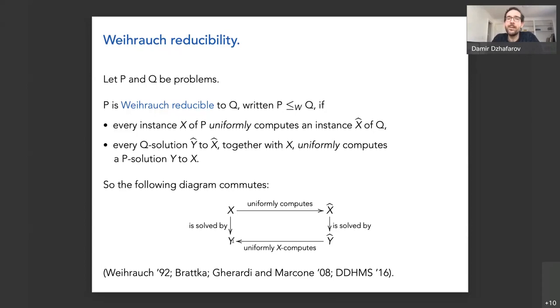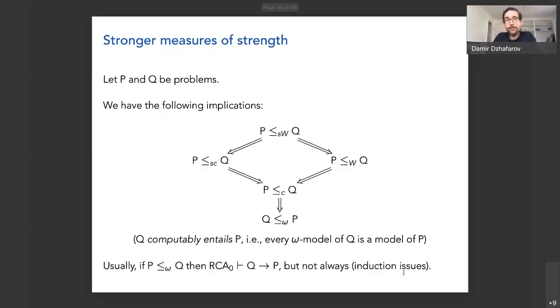But it's interesting to compare them. Just as between computable and strong computable reducibility, one can now look at Weihrauch reducibility, computable reducibility, and so on, and see in what sense this problem P really reduces to Q. Again, it was noted maybe for the first time in this paper by Gherardi and Marcone that this is some kind of way of comparing problems that should be thought of alongside the project of reverse mathematics. And the reason for that is this.